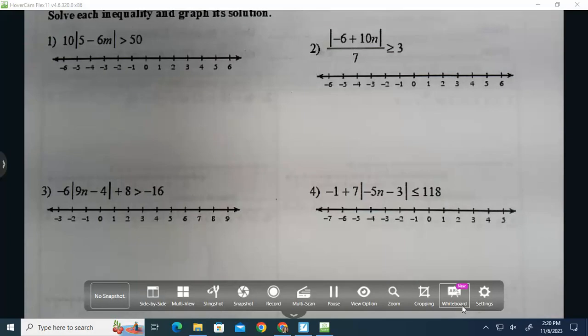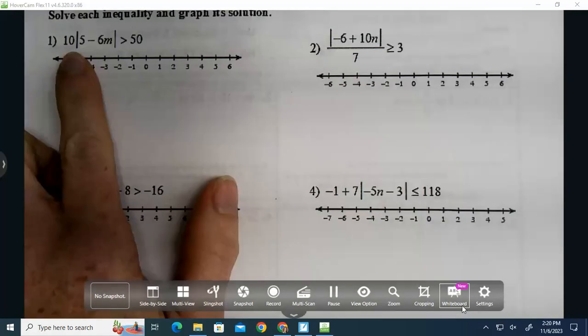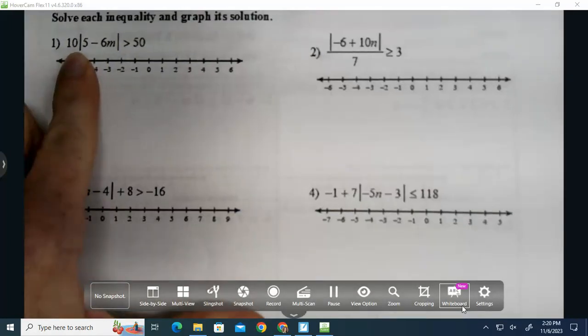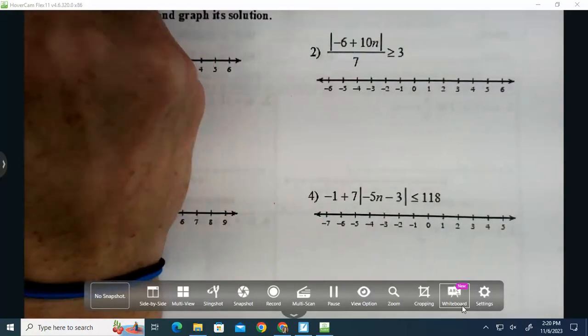People are skipping, and it really costs a lot of points in the long run. So when I'm looking at these absolute values, no matter if it's an equation or an inequality, what is the very first thing we have to do? Get it by itself. Get the absolute value by itself. So how do I get rid of that 10? Divide by 10.